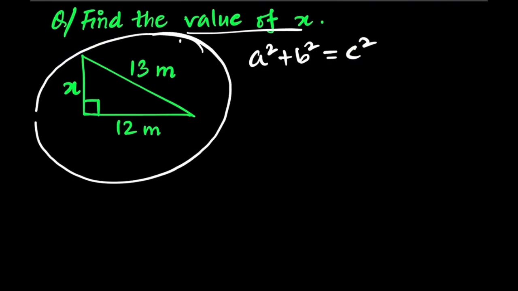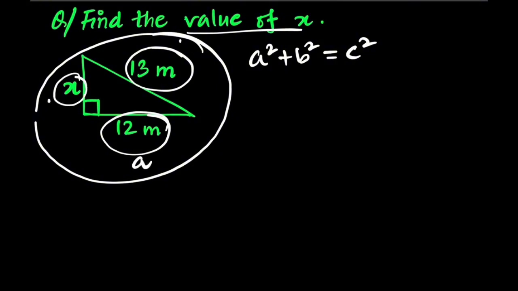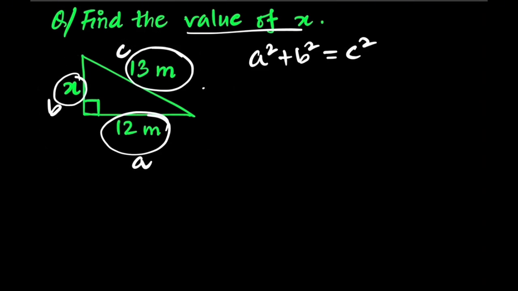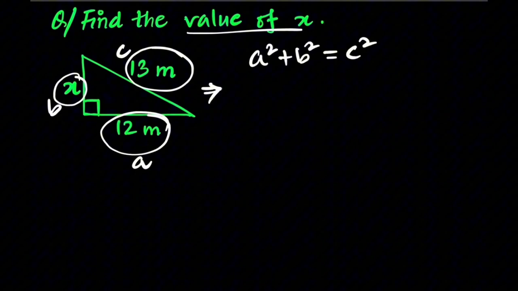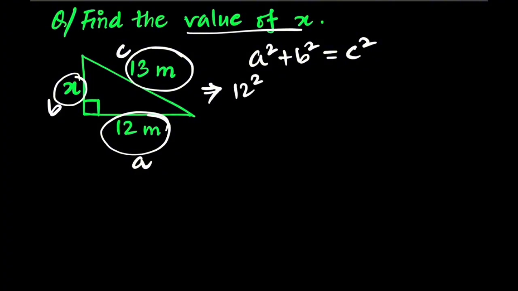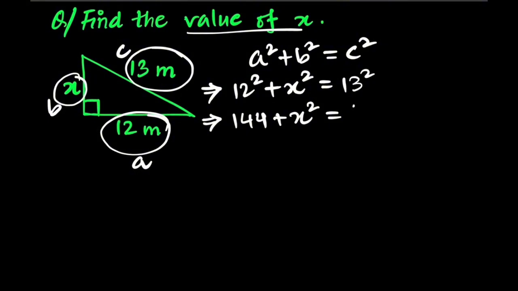In this right triangle, one of the side lengths and the hypotenuse are already given and we are asked to find another side length as the value of x. So let this be A, let this be B, and let this hypotenuse be denoted by C. Now substitute the values of A, B, C in the formula. A square means 12 square, B square means x square, which equals C square means 13 square. 12 square means 144 plus x square, which equals 13 square means 169.